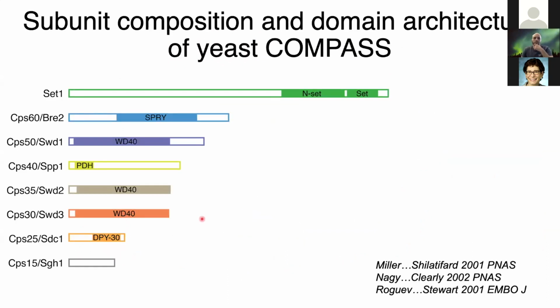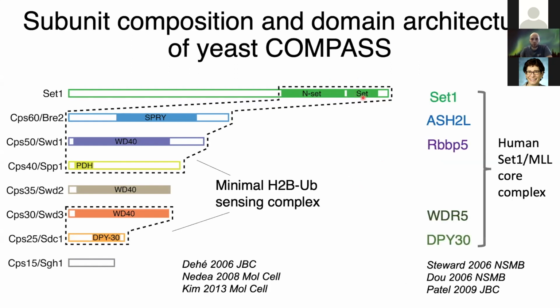COMPASS is an 8 subunit complex, and the catalytic subunit of this complex is Set1, which has the requisite SET catalytic domain. Previous work by many different labs has shown that not every single COMPASS subunit is required for activity, and that there is actually a minimal core subcomplex of COMPASS that can be fully active and stimulatable by H2B ubiquitination. And this is a very conserved subcomplex of COMPASS. I just have here some of the human homologs of the yeast counterparts. These human homologs are found in the related human Set1 complex and also the MLL core complex that is another human H3K4 methyltransferase.